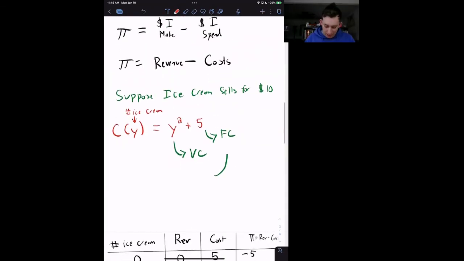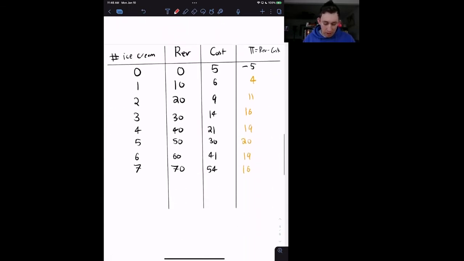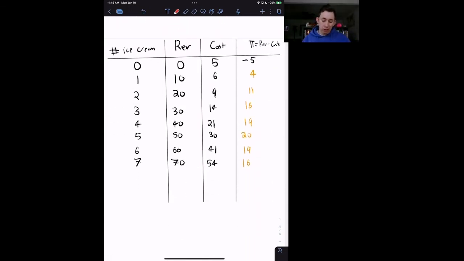Let's think about it with some numbers. So here I've drawn up a quick table where we have the number of ice cream cones that we can choose to make and sell today. We've got the associated revenue with that, the associated cost, and then profit, which is just revenue minus cost. Notice that if we sell 0 ice creams, we make 0 in revenue, but we still have to pay that fixed cost, that licensing fee to the city. So our profit today is -5 and we're losing money, which is not ideal in a profit maximization problem.